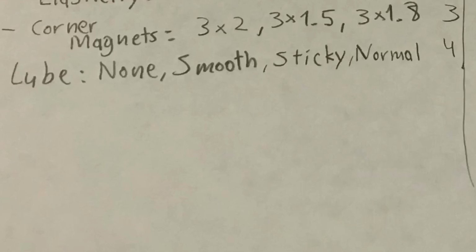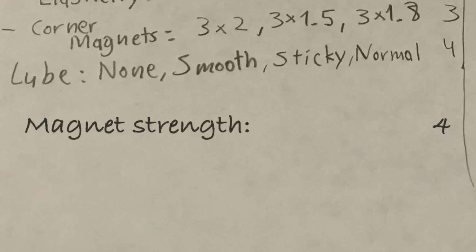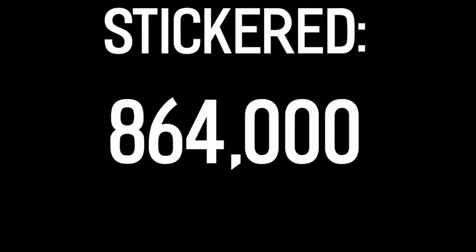Now I would like to add magnet strength. There are 4 different magnet strengths. I'm not really sure of the exact strength, but just remember that there are 4 magnet strengths. After we do our calculations, we end up with 864,000 combinations for just the stickered side.